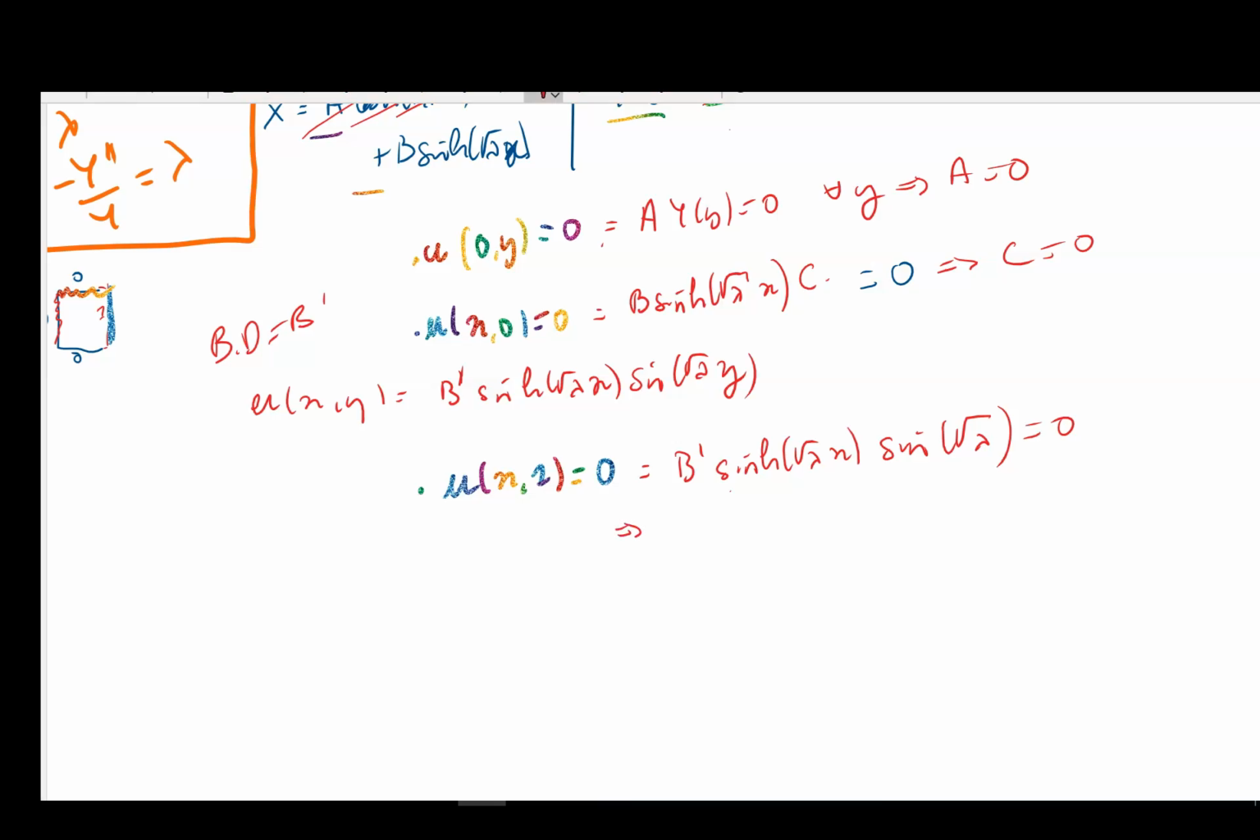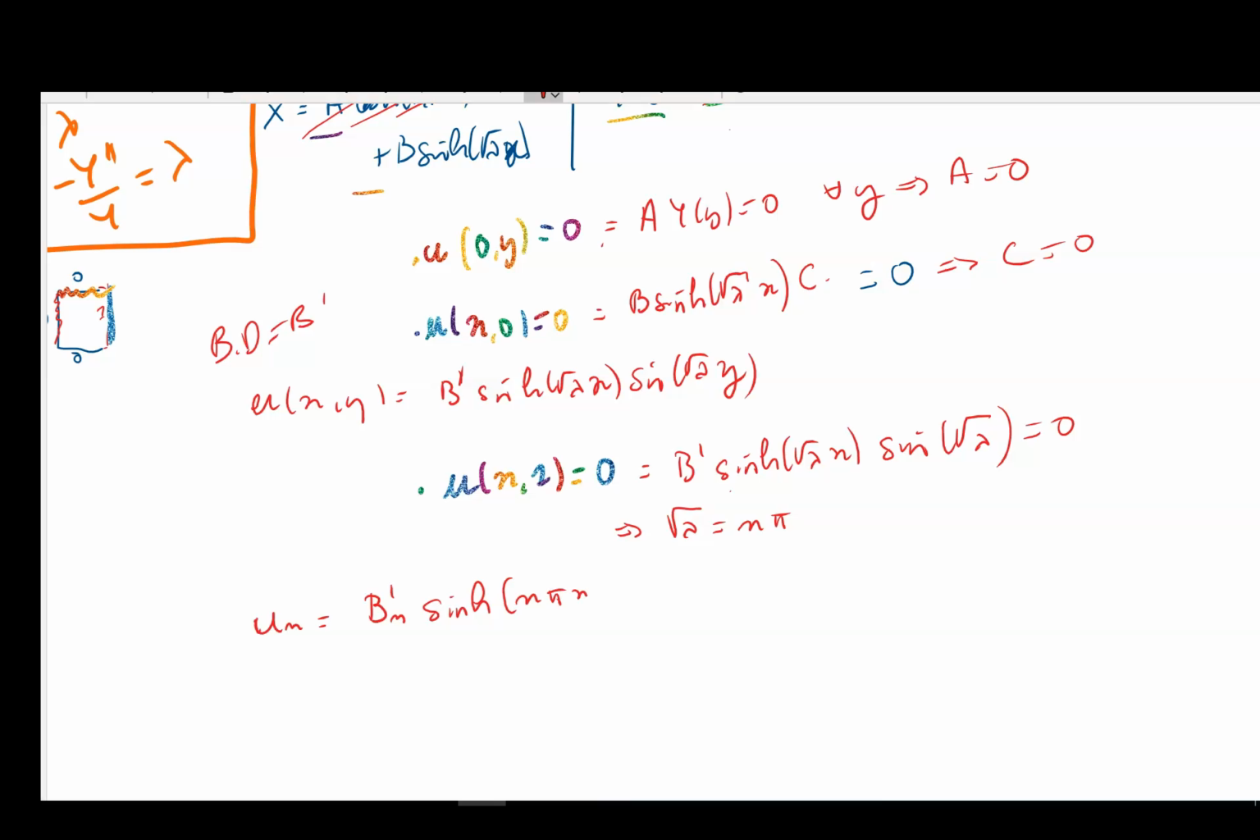So it leads me to square root of lambda is equal to n times pi. Okay, and I've got my solutions. u_n, for any n, I can write with b prime n, which is given by, well, which we will find later on.